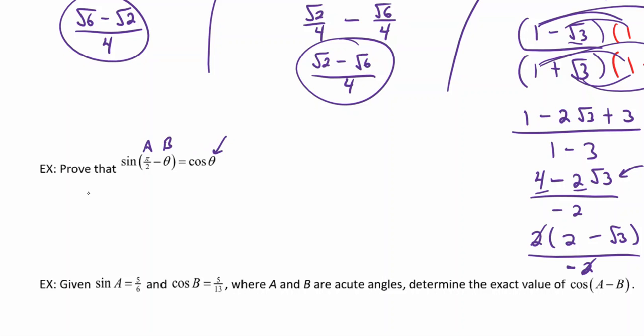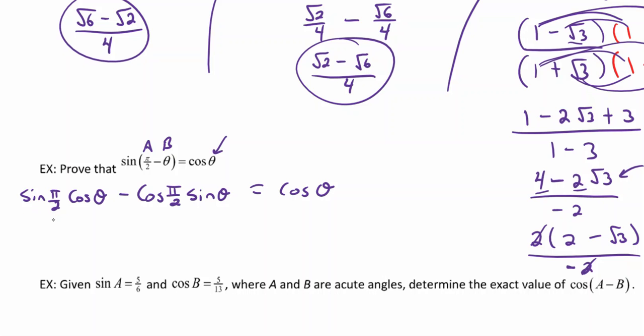So we'd write that out as sine pi over 2 times cos, and then I don't know B, so it's just going to stay as theta, and then minus cos pi over 2 times sine of theta, and that's supposed to be equal to cos theta. So let's see if it actually does. Let's just fill in what we know.